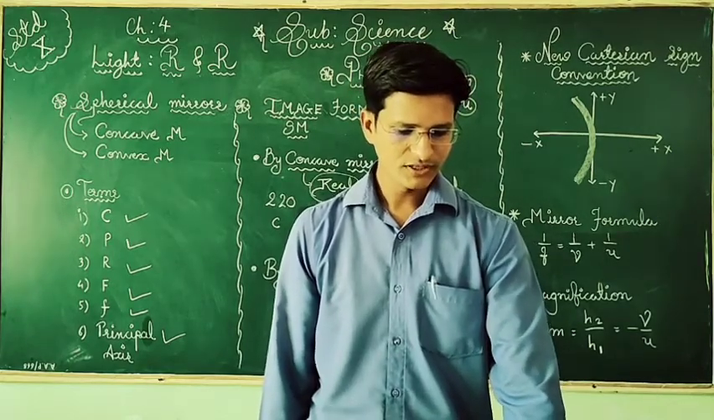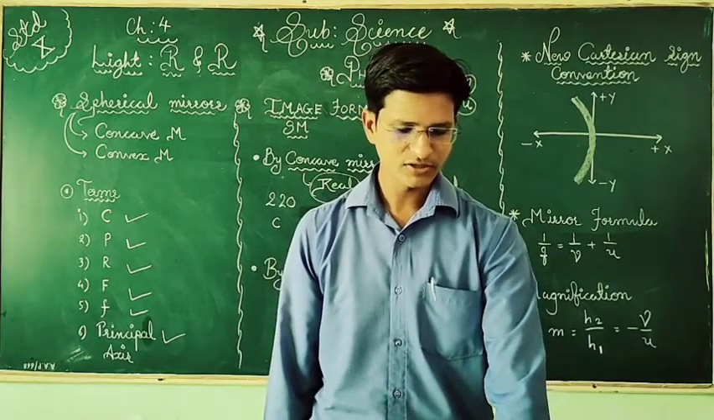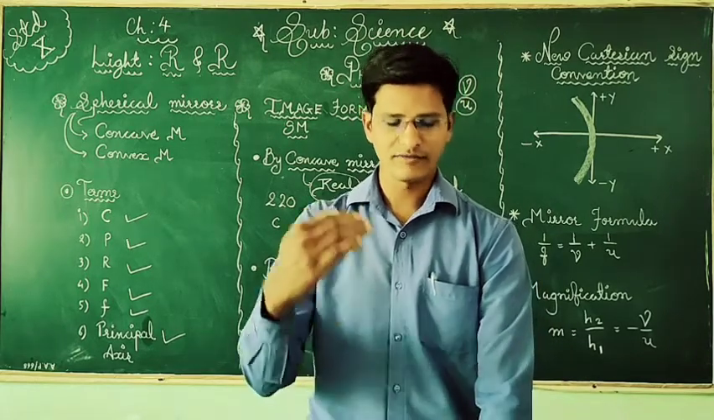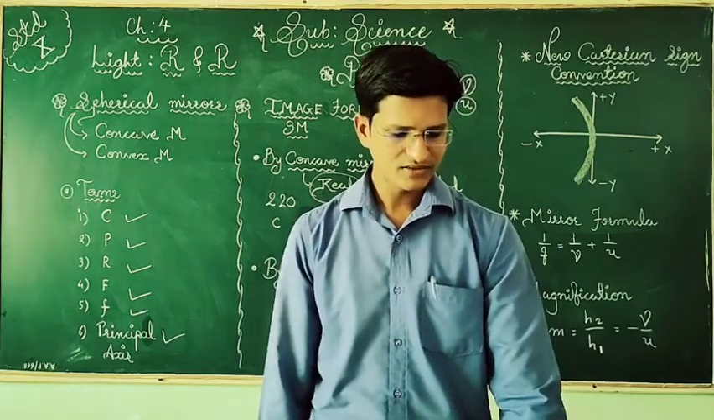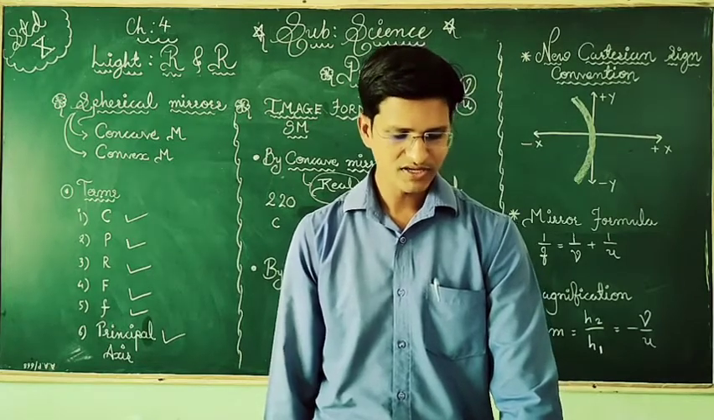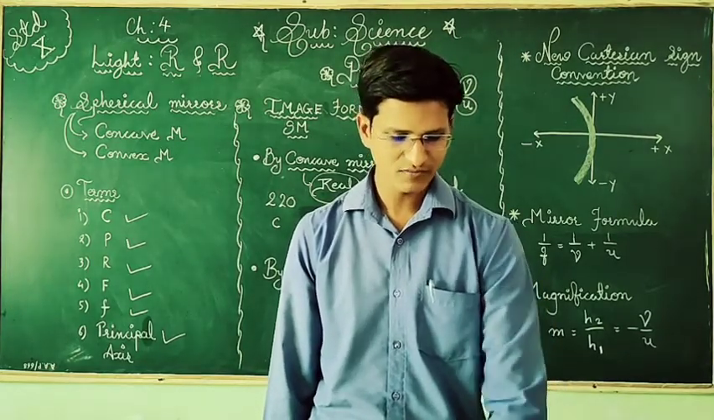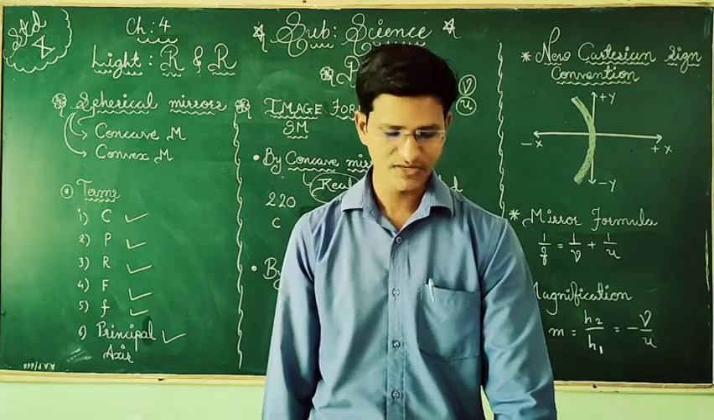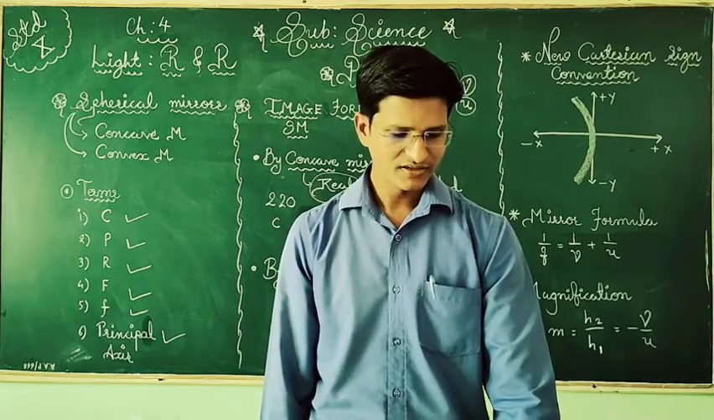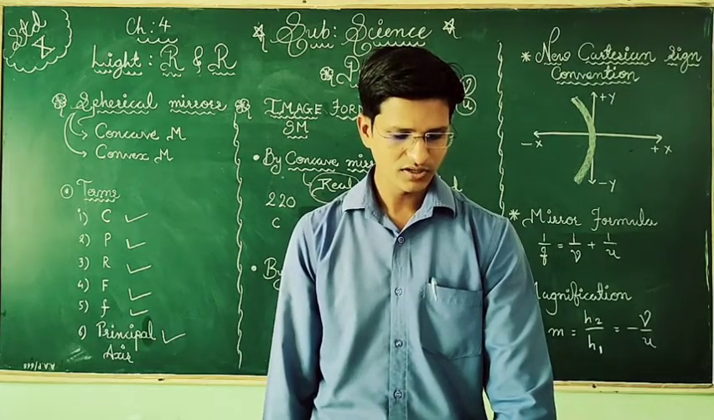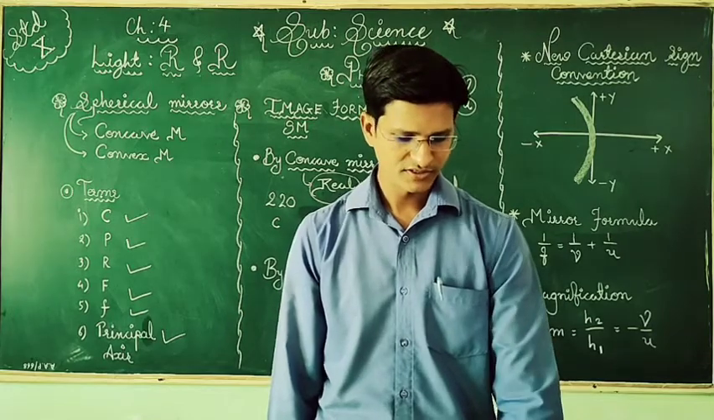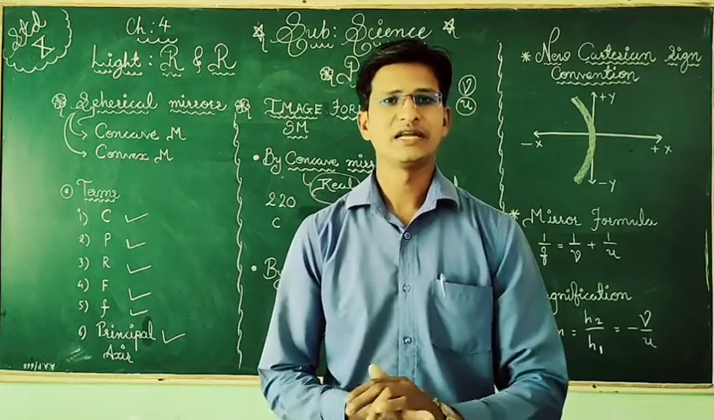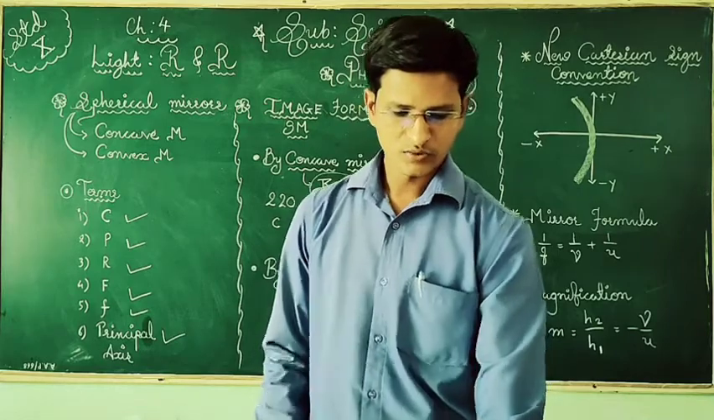Second, when the object is placed beyond the center of curvature. Here, in the diagram, you will see the position of the image is between F and C, the size of the image is smaller than the size of the object, and the nature of the image is real and inverted. Okay.